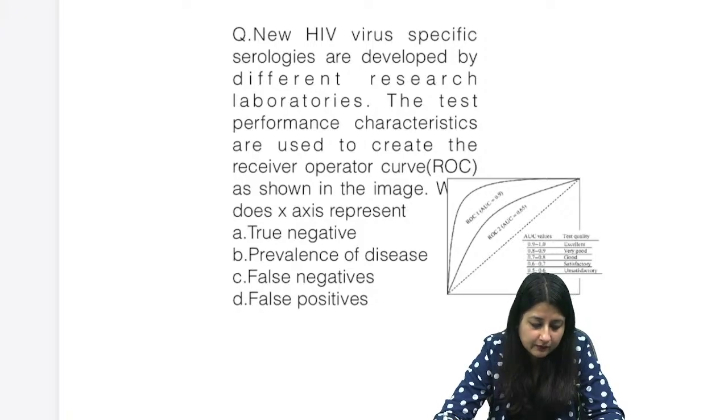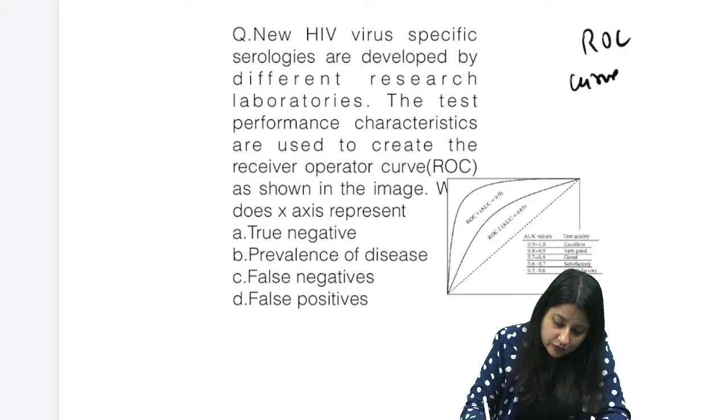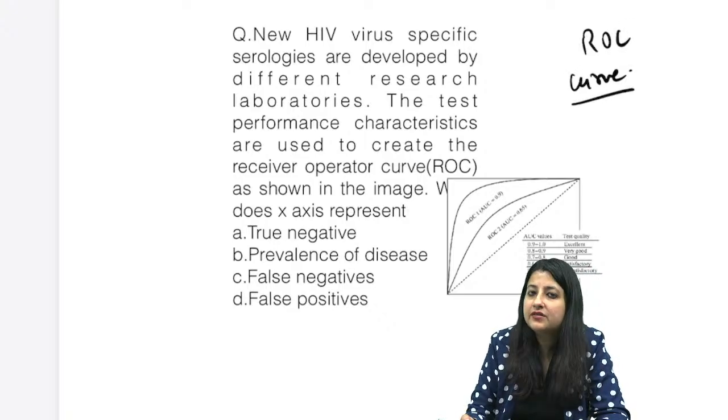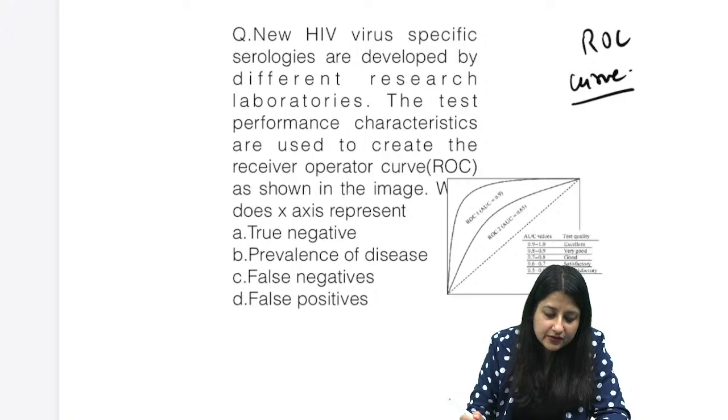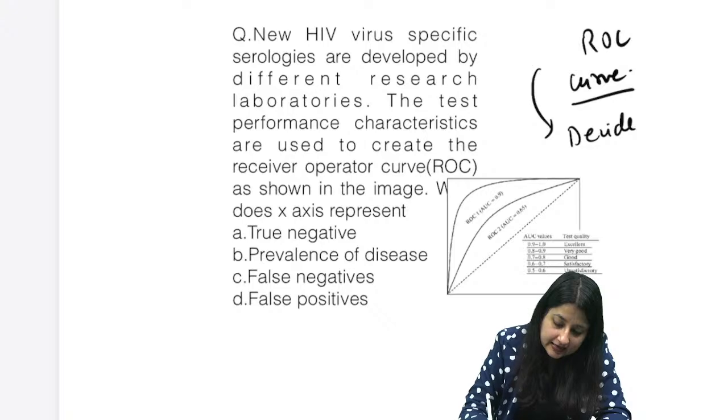Okay. All right, now what is the answer to this? Very good. This is a ROC curve. What is the full form of this? Receiver operator curve. Now, what does receiver operator curve tell us? It helps us to decide cutoffs.